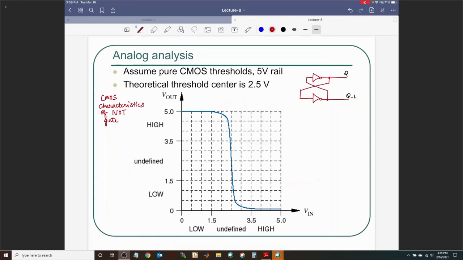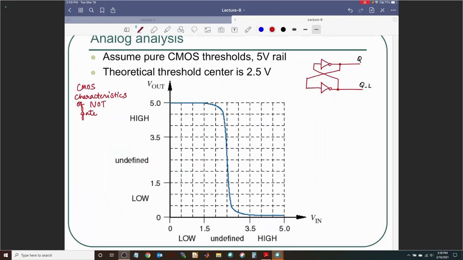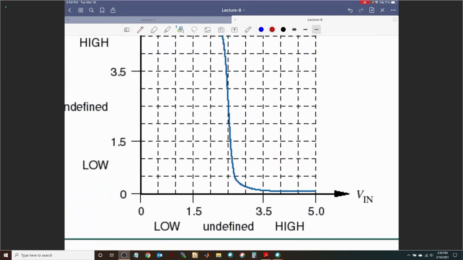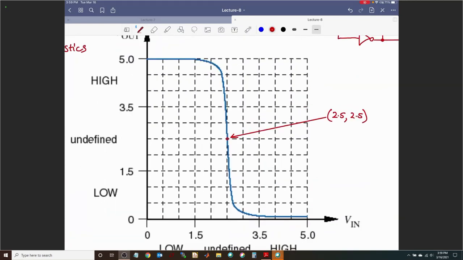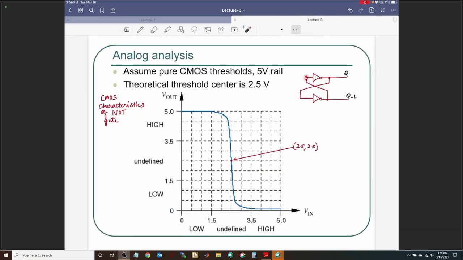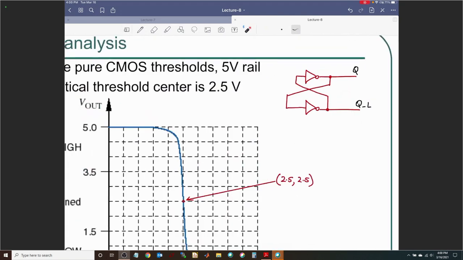All right, so let's start with this. What if the input is right in the center, right over here? This point is 2.5. So if I make this input 2.5, what would be the output? 2.5. That is the input to this guy. So what would be the output here? Everything is going to be 2.5, right? So if you have 2.5 here, there's 2.5 there, 2.5 there, which will again keep this at 2.5. So everything is going to be very stable.